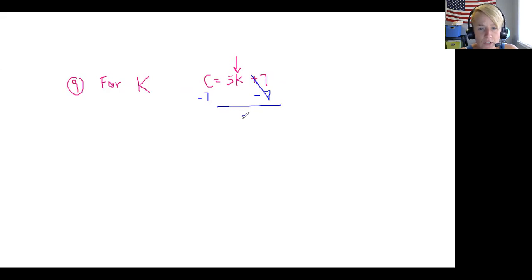That's going to cancel. So my 5K is going to come down, and then my left side of my equal sign is just going to have a C minus 7. You could say negative 7 plus C, then it just gets confusing. C minus 7 is actually easier to deal with. So I've got C minus 7 equals 5 times K. Well, I still want to get my K by itself, so I'm going to do the opposite of times 5, which is divided by. And look, my 5s are going to cancel, so that's going to leave me with K equals C minus 7 divided by 5. And that is how I solve number 9.